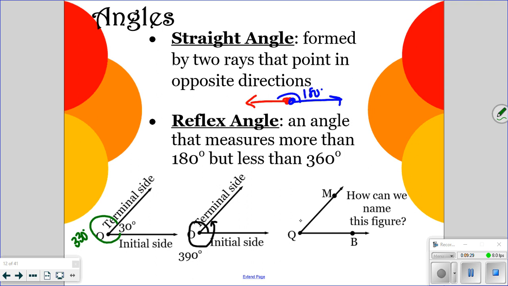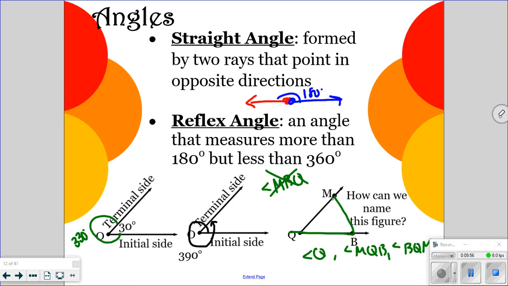How can we name this figure here? Well, we could name it angle Q. We could name it angle MQB, or we could name it angle BQM. However, you could not name it angle MBQ, because that would be the angle here. So you make sure that the Q, if you're going to use 3 letters, is in the middle of them.